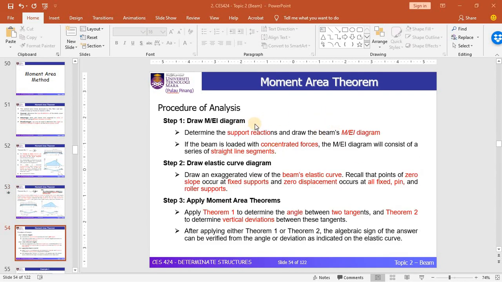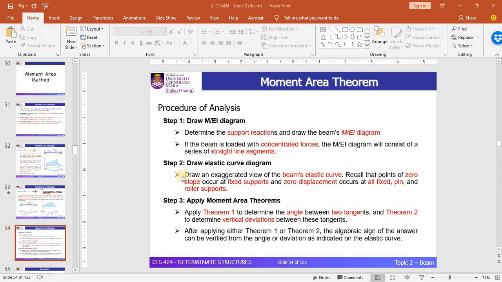Basically, this slide explains the procedure of analysis. There are three major steps. In the first step, you need to draw the M/EI diagram. We will discuss in detail how to draw the M/EI diagram based on the example that we will discuss later on. In this M/EI diagram, you need to calculate the value of the moment equation, so you need to carry out some beam analysis that you have learned in the previous class.